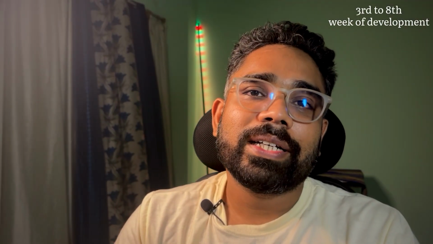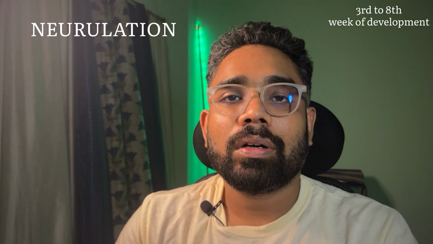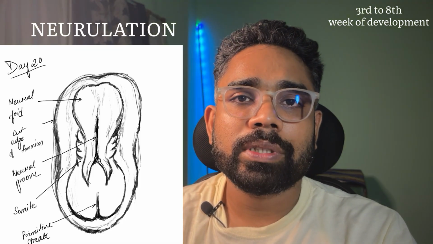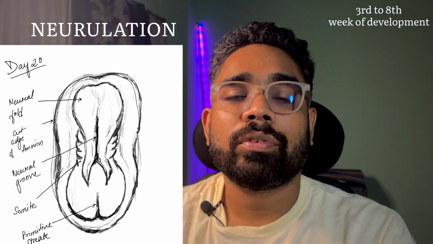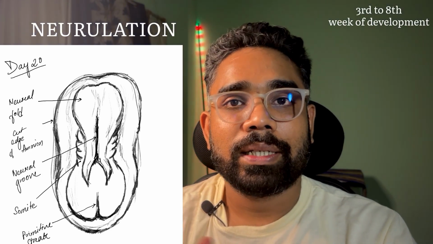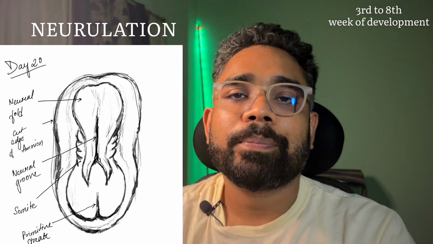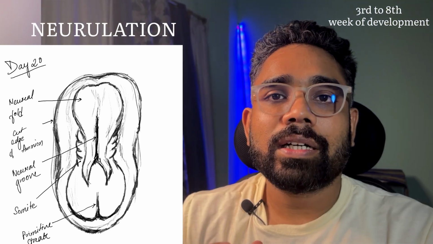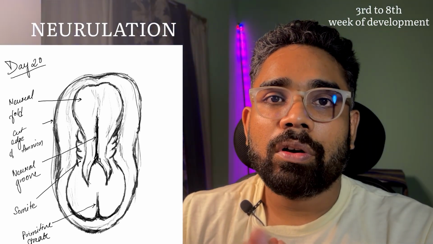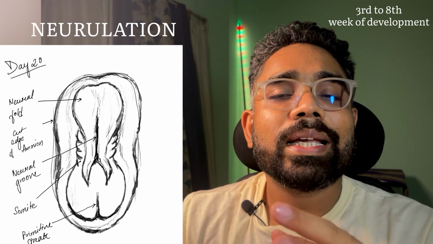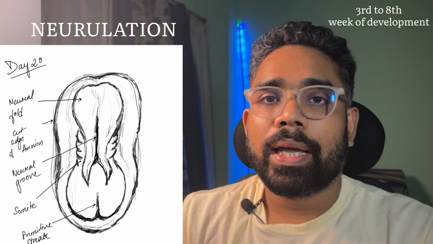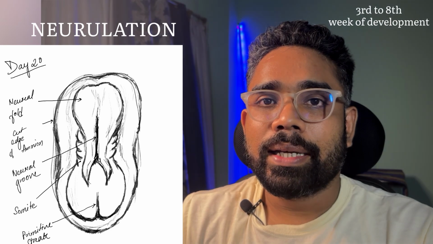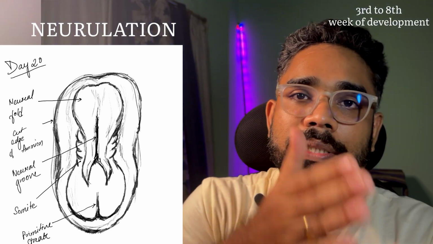So the first event is known as neurulation. Neurulation is a process that is the beginning of the formation of the central nervous system, that is the brain and the spinal cord. It starts with the formation of the neural plate at around day 18, and it forms over the ectoderm, and as it thickens there is a groove formation in the middle.